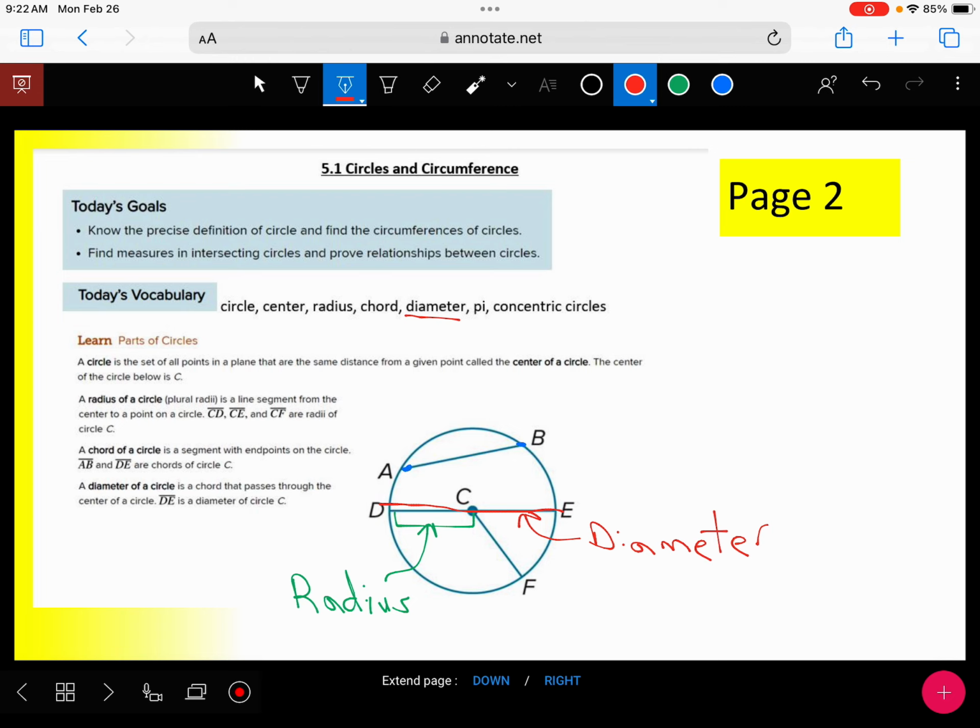So the length of the chord that runs through the middle is going to be double the length of the line segment that runs from the edge to just the middle. And it kind of makes sense, right? The diameter is always going to be twice the distance of the radius.